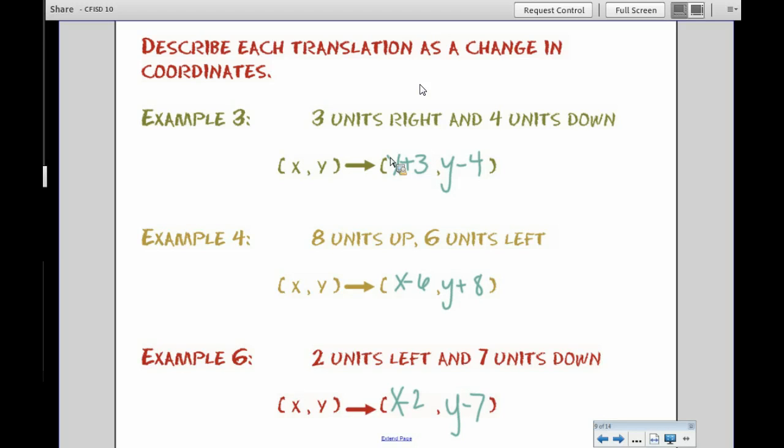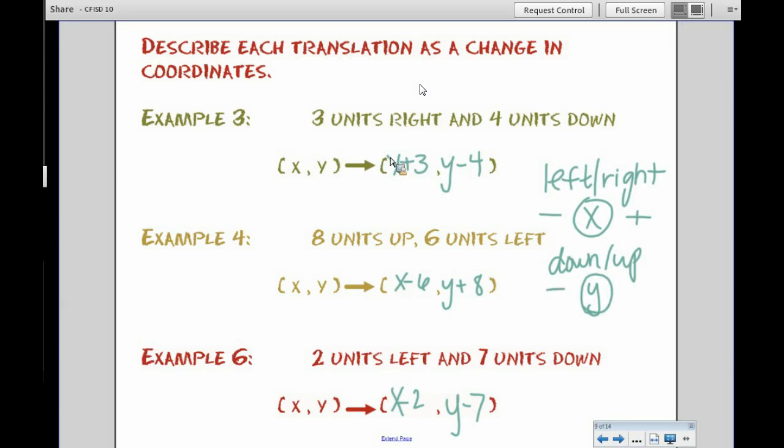So in summary, when you're going left, right, that affects the x-axis, and left is negative and right is positive. And when you're going down, up, just to make sure we're all on the same page, that affects the y, and that's negative and positive. Easy, too easy, move on. Yes, okay.